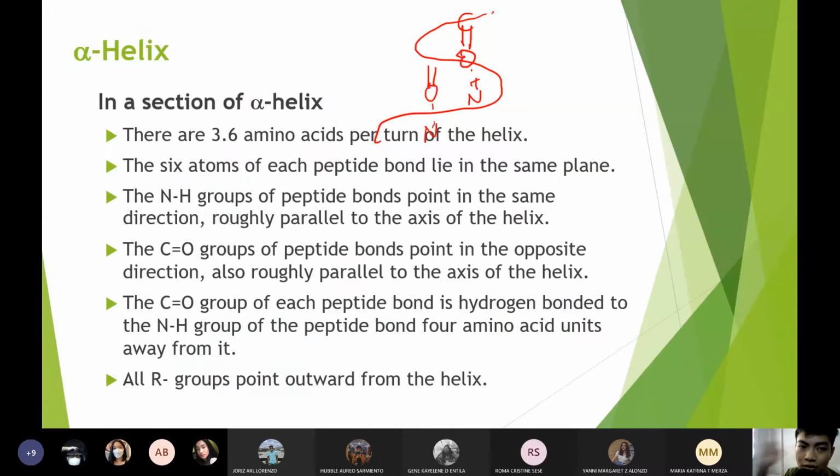For example, in your primary structure, may makita ka valine, then after the three residues, you have another valine o kaya isoleucine. So probably, it can form alpha helix. Okay? So yun yung aming technique to determine if that's alpha helix. Every after three residues, same yung polarity niya. Okay? So yun.